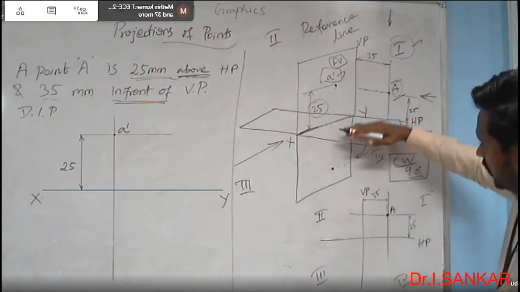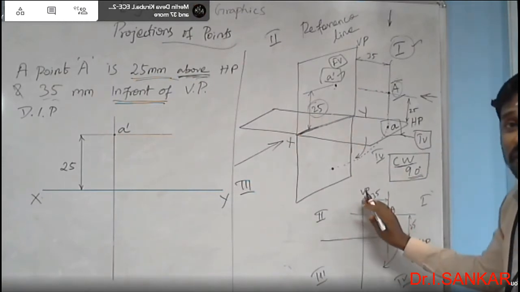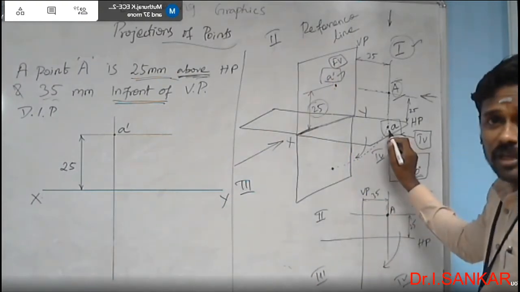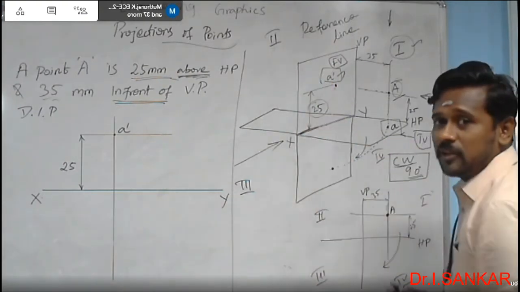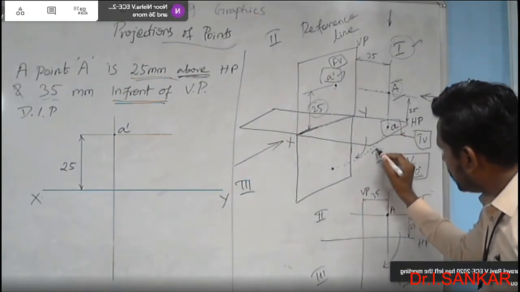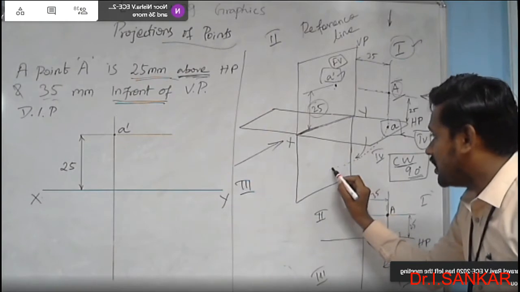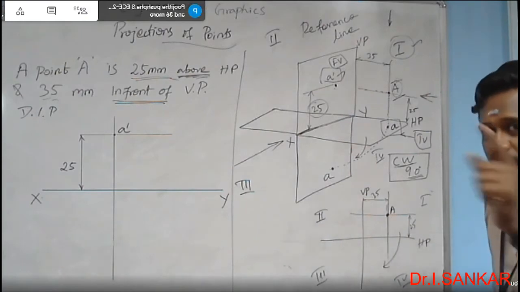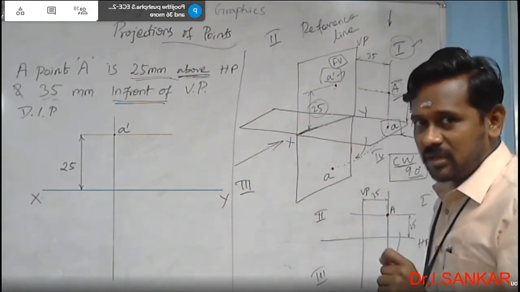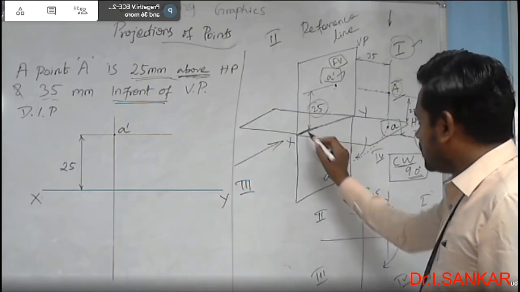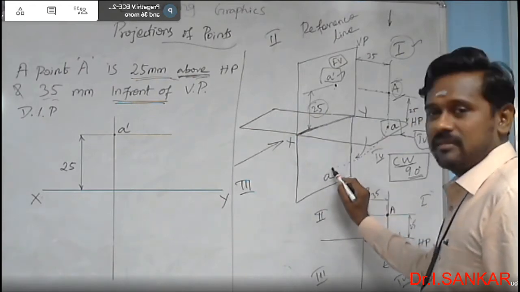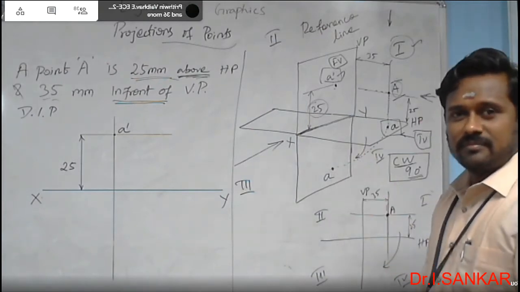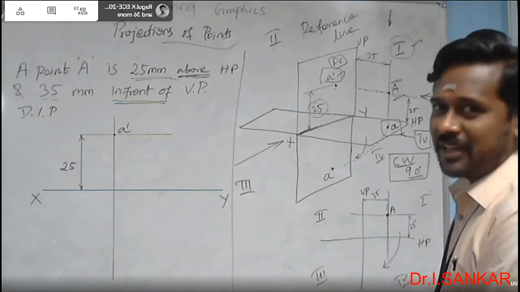If I rotate this plane alone, not the vertical plane, you have to rotate the horizontal plane only, along with the top view. If I rotate like that, automatically the top view A will come along with the HP and be located there. Now this is nothing but the A. Now you can find the relation between the XY line and A. See, it is the XY line, it is A, the top view. Is A above XY or below XY? Below XY, 35. Very good.